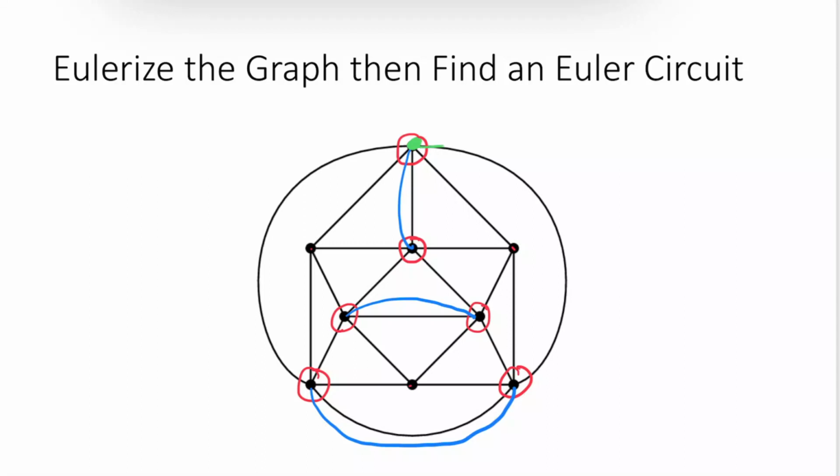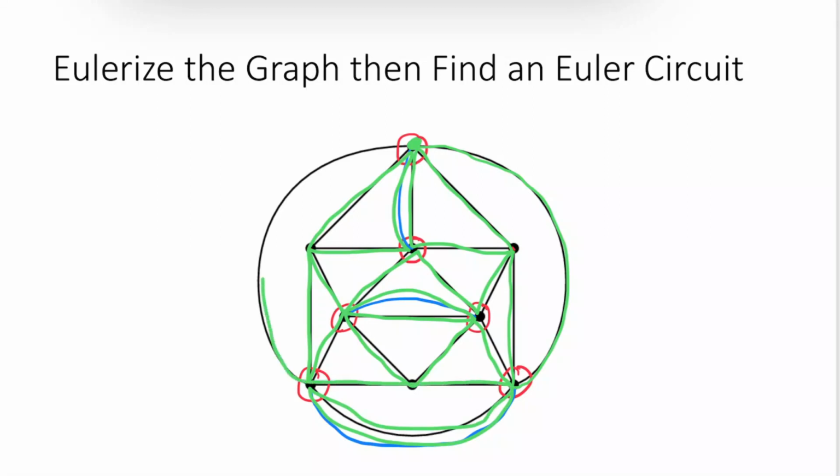So I might say, okay, I'm going to go along this edge, and then go along this one, and this one, and this one, and this one, this one, this one, this one, and just keep doing this over and over until I've gone through every single edge. And notice that I have to have those duplicated edges, otherwise I would have gotten stuck at some point in my circuit. But because I use those duplicated edges, I'm able to create an Euler circuit.